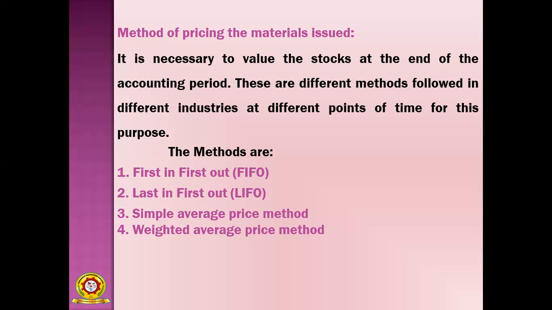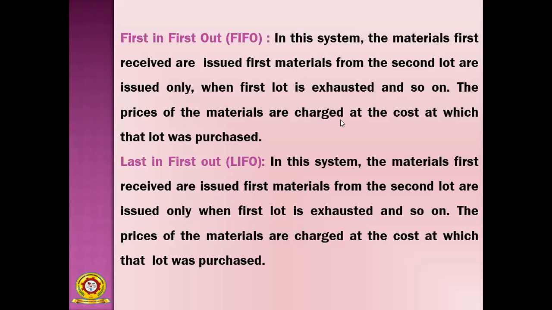In materials management, they have developed 4 methods for this problem: first in, first out; last in, first out; simple average price method; and weighted average price method. There are 4 methods for deciding the price of the raw material. Then, first in, first out. Let's see about first in, first out.